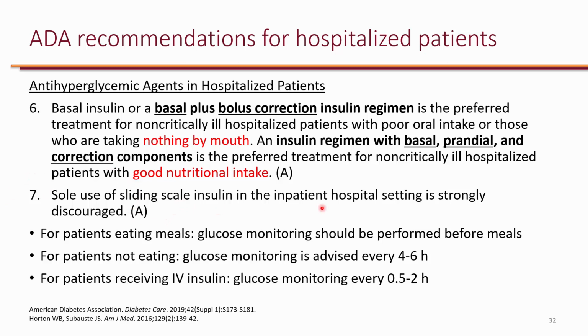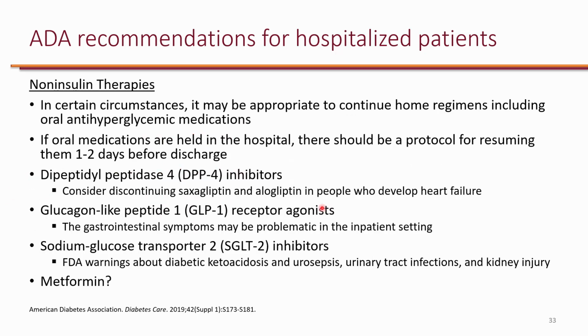Now, what about non-insulin therapies? Pretty much anybody who gets admitted to the hospital, all of the oral and non-insulin anti-diabetic agents are discontinued and they're placed on insulin instead for various reasons. For example, DPP-4 inhibitors can cause edema. GLP-1 receptor agonists can cause GI symptoms. So think about it, anybody who's very sick and gets into the hospital may already have nausea and vomiting, and we don't want to cause any further with GLP-1. And SGLT2 inhibitors actually have FDA warnings for diabetic ketoacidosis, urosepsis, and urinary tract infections.